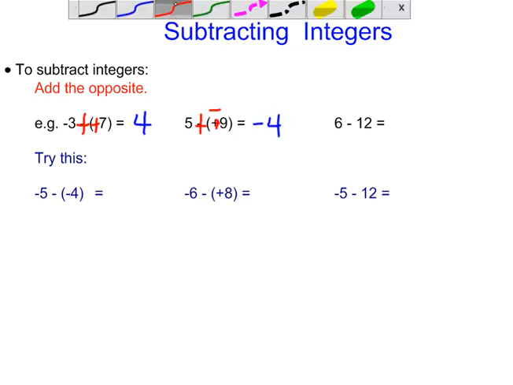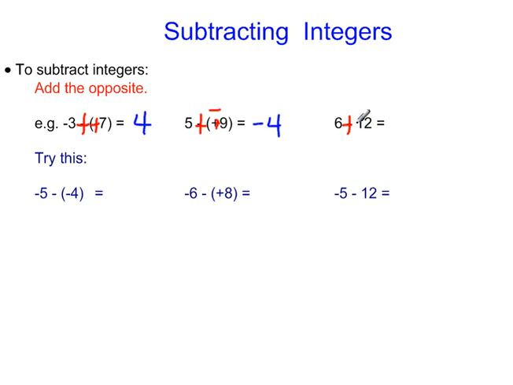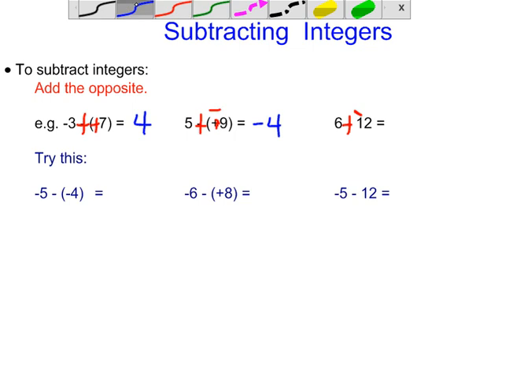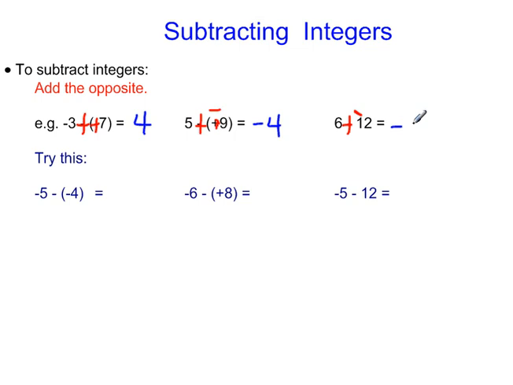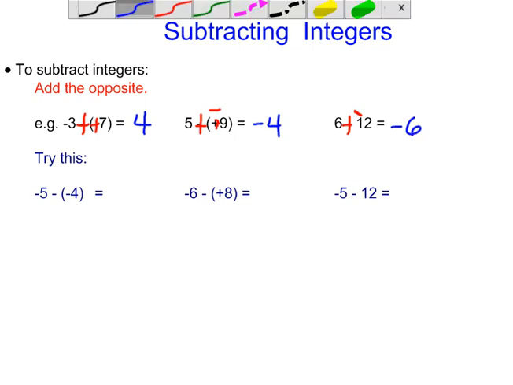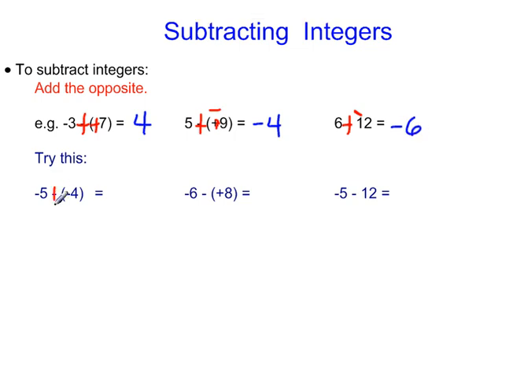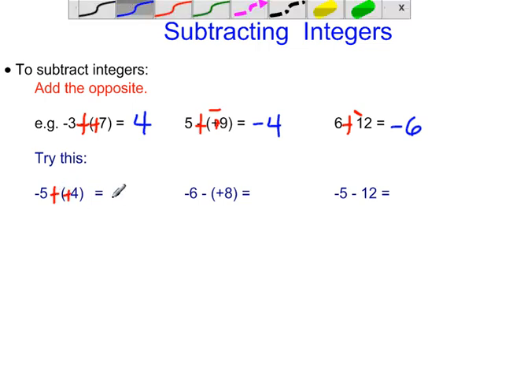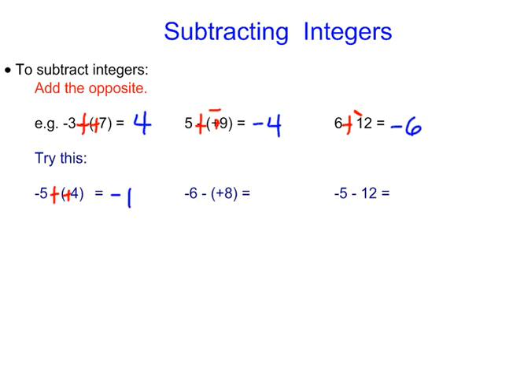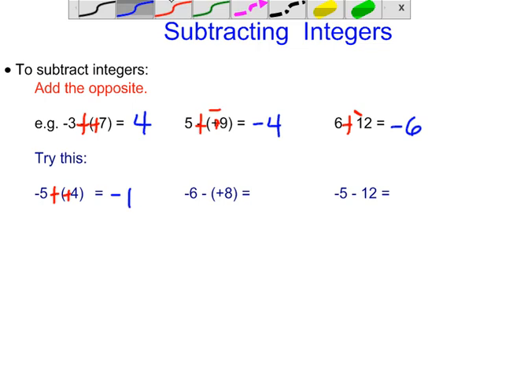And finally, we're going to add. In this case, there's no sign there, but remember in math, when there's no sign, it's understood to be positive. So the opposite of positive 12 is negative 12. So this has now become 6 plus negative 12. The difference between those numbers is 6, and the larger one is negative. We're going to just keep doing that. We're going to add the opposite, and negative 5 plus 4 is negative 1. Their difference is 1, and the larger number was negative, so we're going to keep the negative.